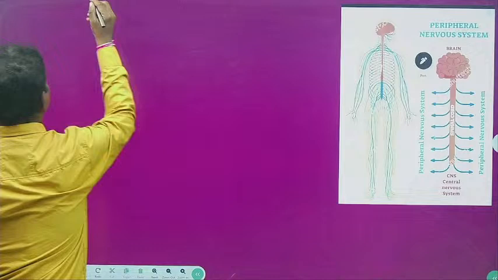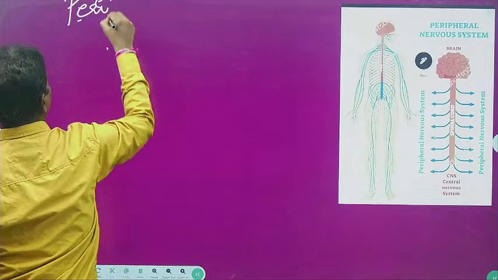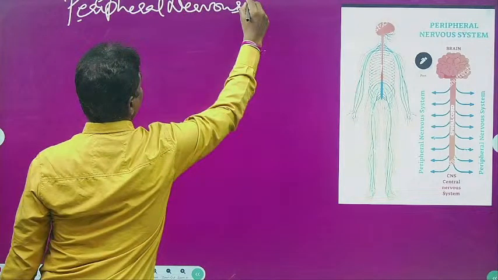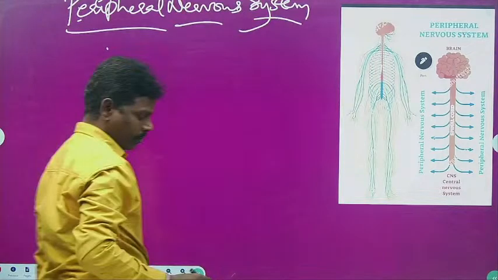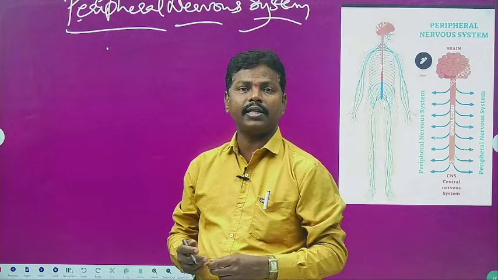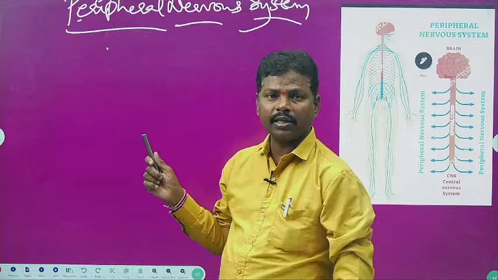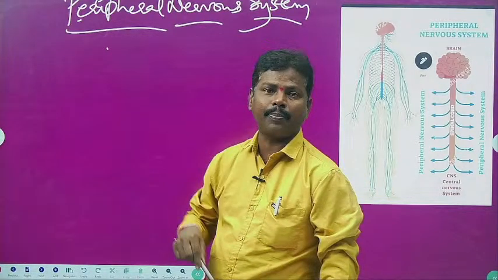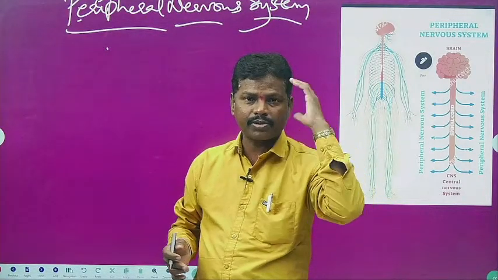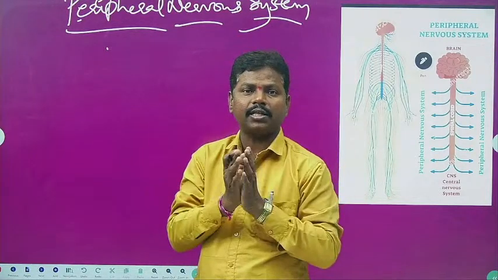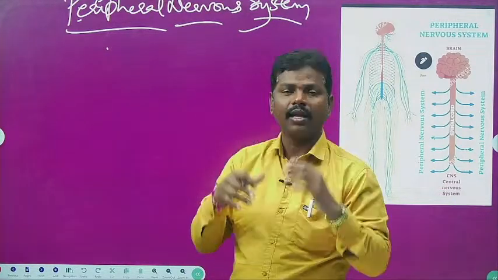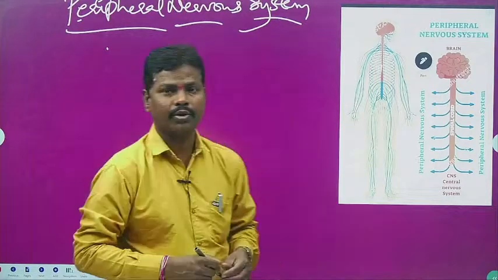So, peripheral nervous system. It is formed with cranial nerves and spinal nerves. What are cranial nerves actually? Cranial nerves are nothing but the nerves which are connected to the brain. Cranial means cranium, which refers to the skull. The brain is protected inside the skull, and the nerves which are connected to the brain are called cranial nerves.